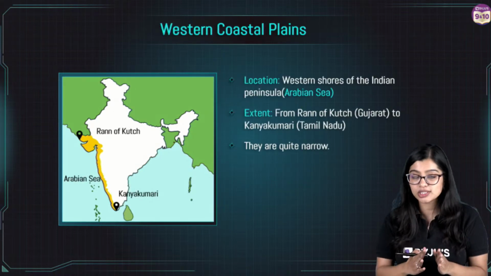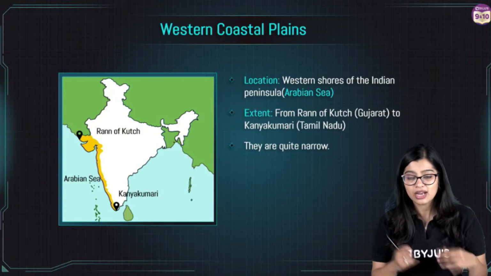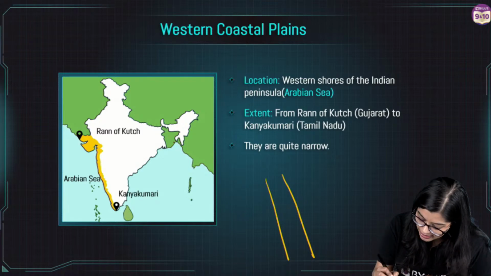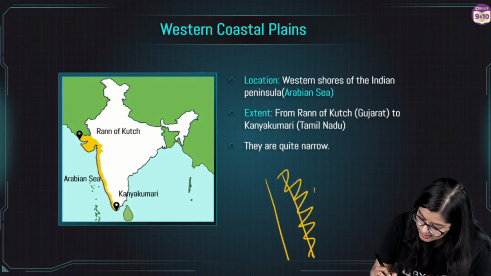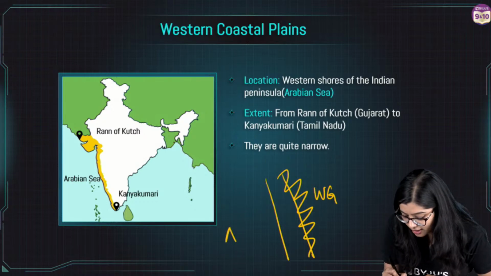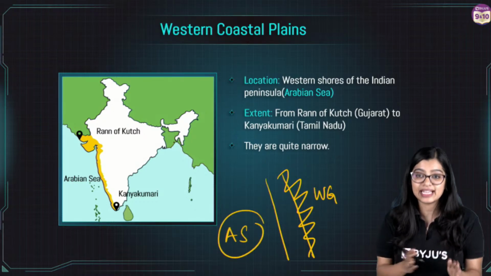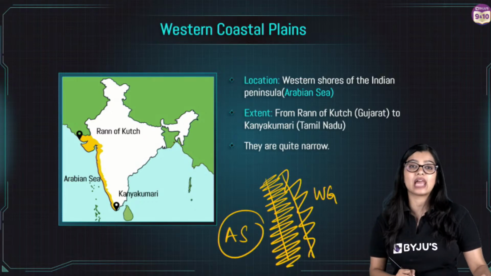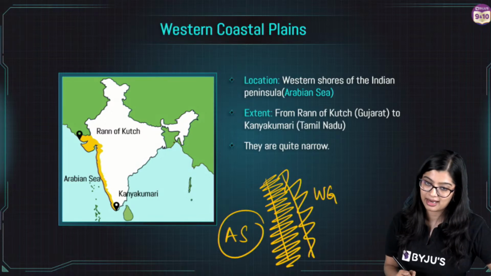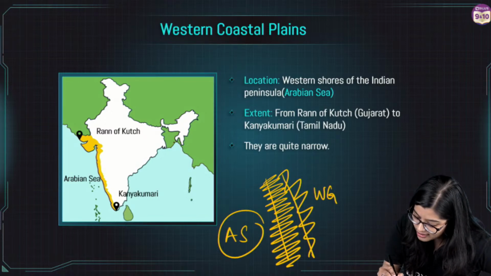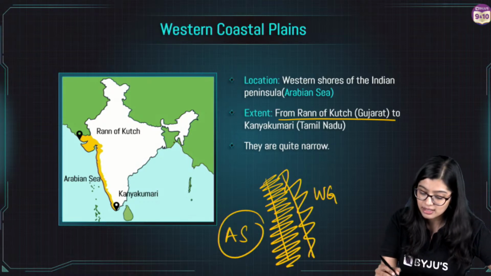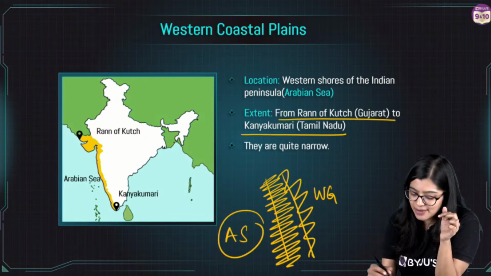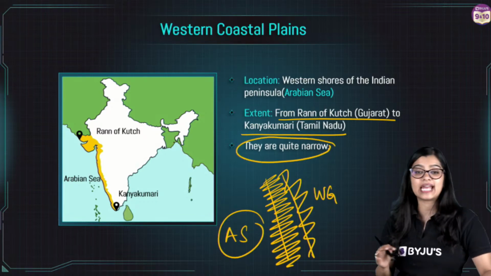Now the western coast is located on the west side. Where exactly is it found? If this is my Western Ghats, and here I have my Arabian Sea, the region present between the Western Ghats and the Arabian Sea is what I call my Western Coastal Plain. It extends all the way from the Rann of Kutch in Gujarat to Kanyakumari in Tamil Nadu. And this is a very narrow plain.